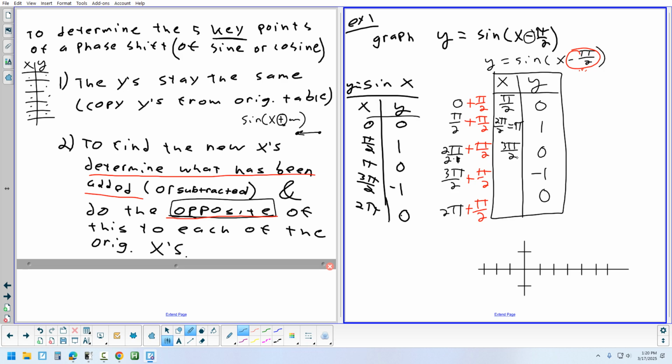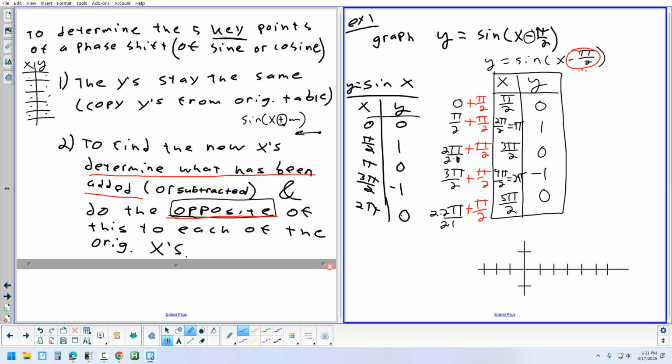Next one already has a common denominator. I want to do it not reduced, and then we'll reduce it. What's 3 pi over 2 plus 1 pi over 2? 4 pi over 2, which reduces to 2 pi. And the last one, again, I don't have a common denominator, so put it over 1. Multiply top and bottom by 2, so it's 4 pi over 2 plus 1 pi over 2, which is 5 pi over 2.